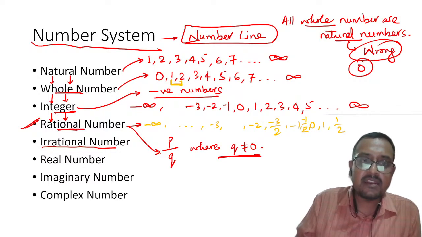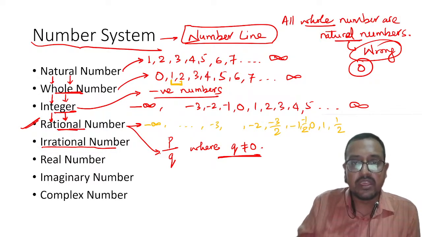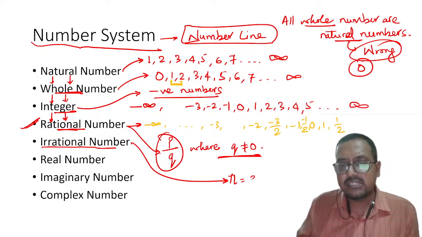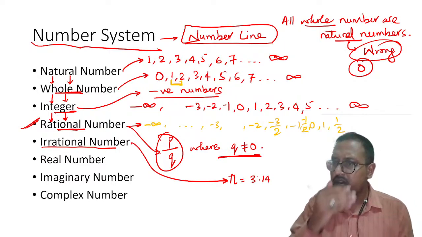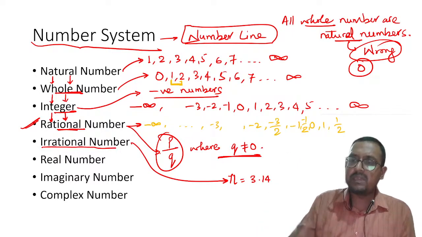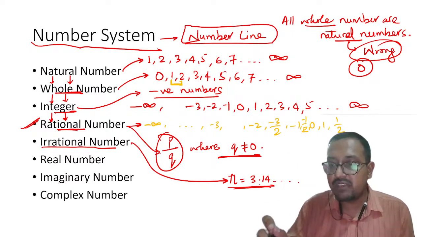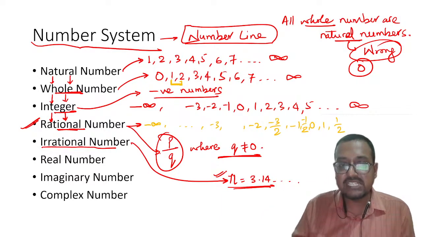What was happening in rational numbers? We were observing that p by q is there, but we found some numbers, for example, pi. It is a never ending number. It keeps on going, and it can never be given the shape of a fraction. So please remember pi is approximately 3.14.